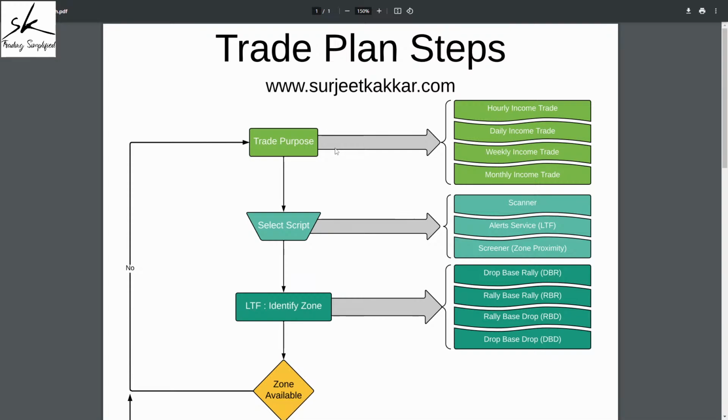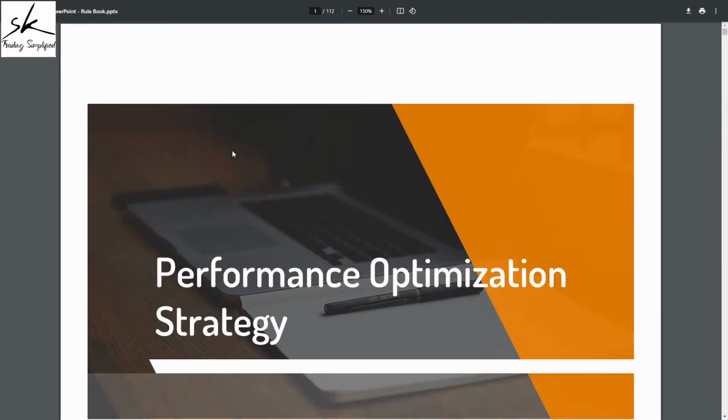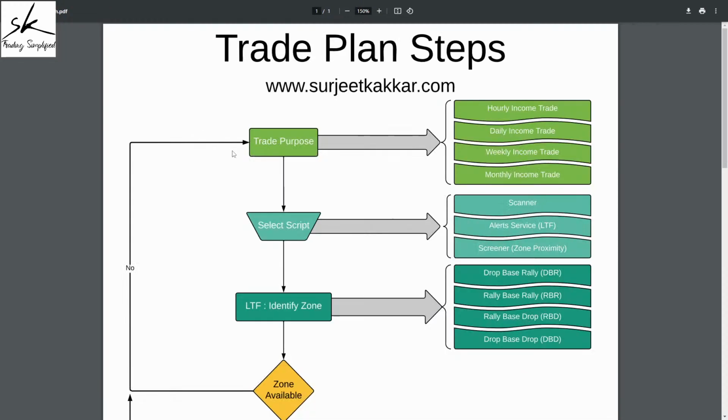So, what we'll be doing is we will be following this trade plan steps. You can also call it as the walkthrough or the flow chart, which guides us what we need to do as a demand and supply trader step by step. Now, every step has its own elaborate rule, and those rules are available in the rule book. And like I said, this is a conservative approach. Eventually, you can modify it based on your experience.